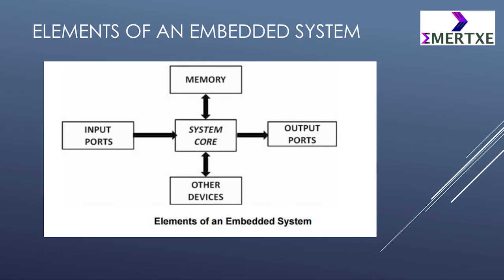An embedded system is made up of several basic components that work together. First is the system core. This is usually a microcontroller or microprocessor. It acts as the brain and controls all operations. Next is memory. Memory stores the program and data. It includes RAM for temporary data and ROM or flash for program storage.